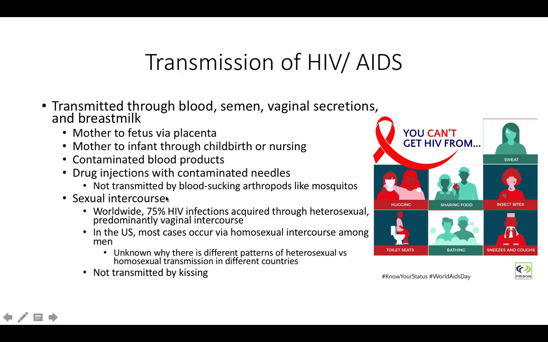Worldwide, 75% of HIV infections are acquired through heterosexual intercourse, predominantly vaginal as opposed to anal. It's not really understood why, but in the US, most cases occur through homosexual intercourse among men. Again, we don't really understand at this point why there are such stark differences in patterns of heterosexual versus homosexual transmission, depending what country you're in.